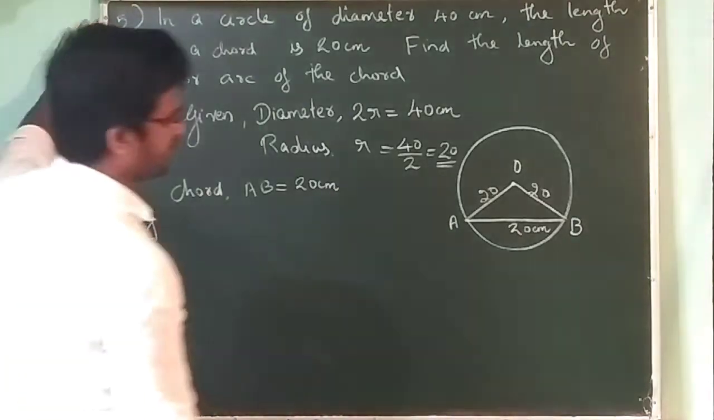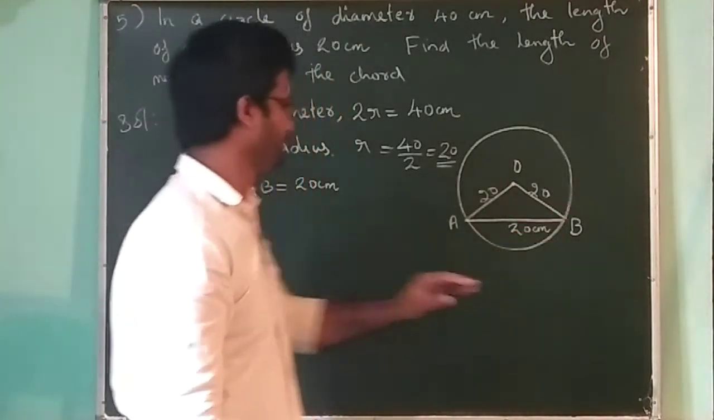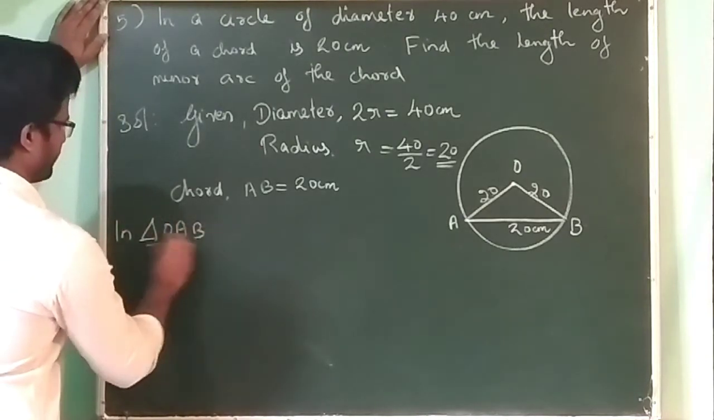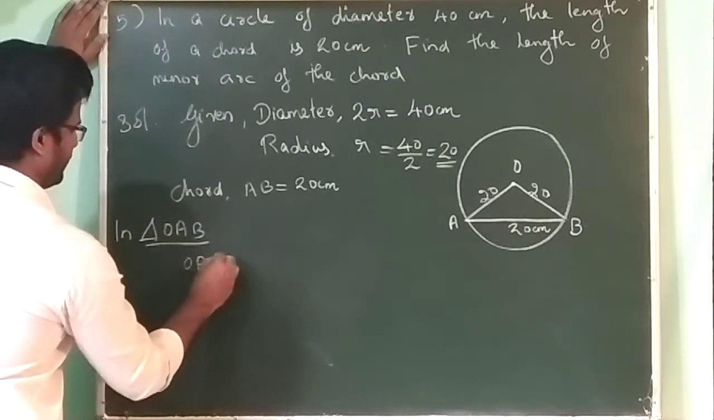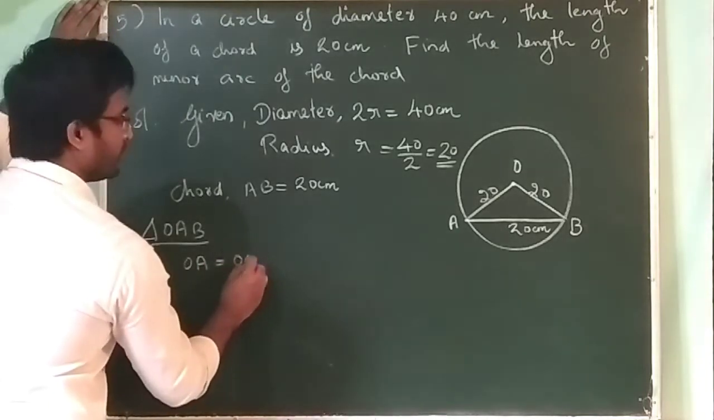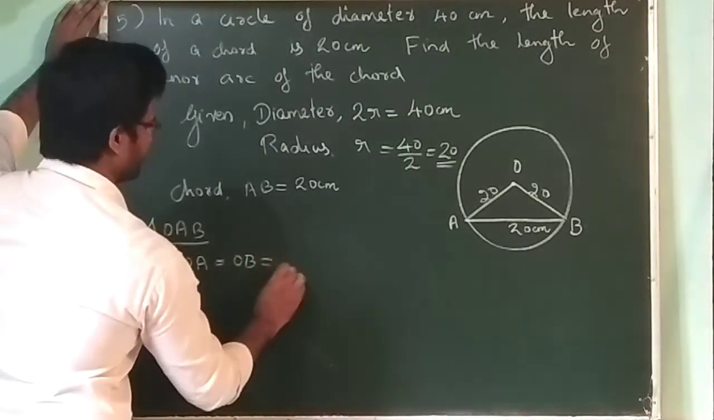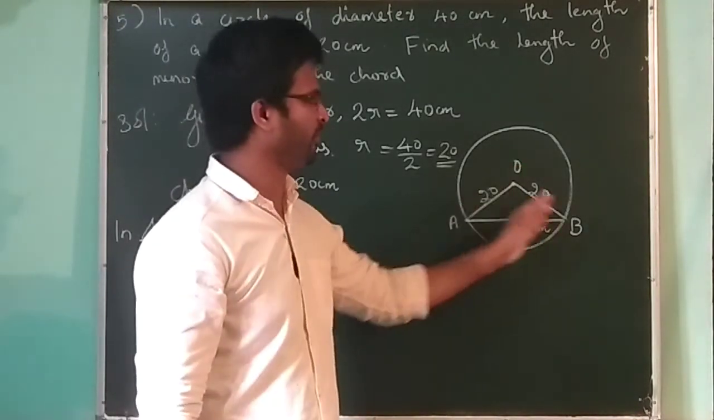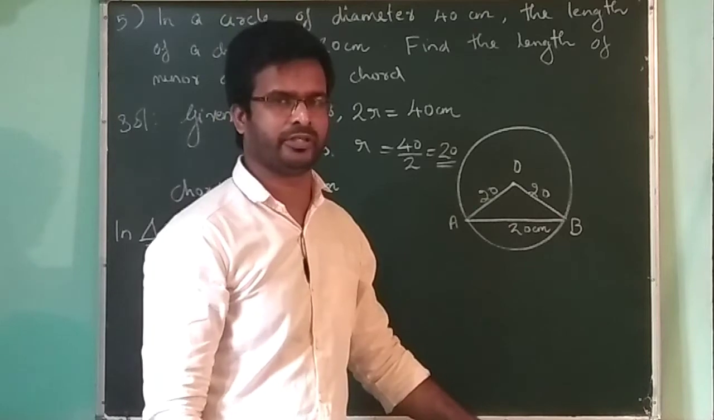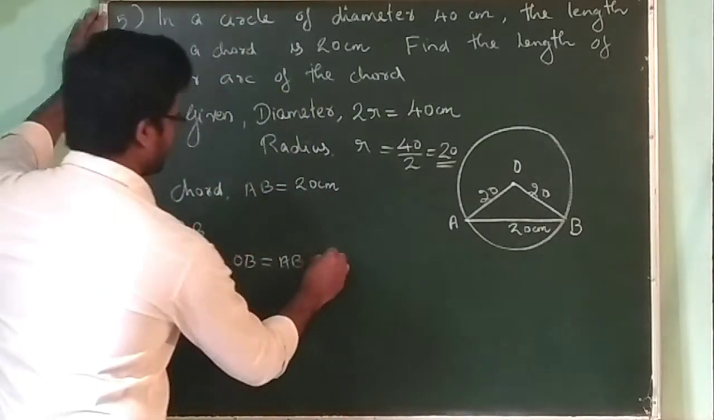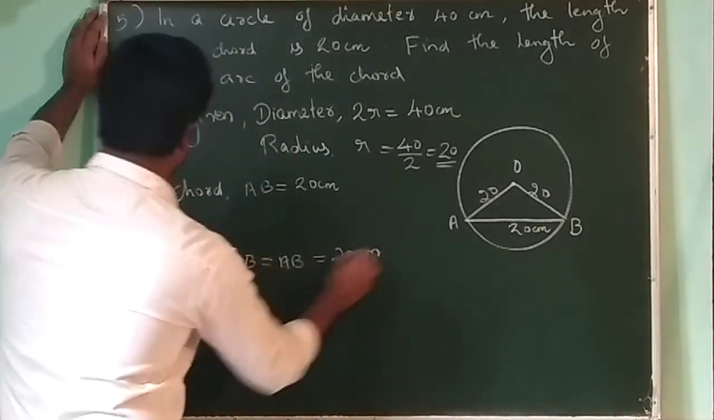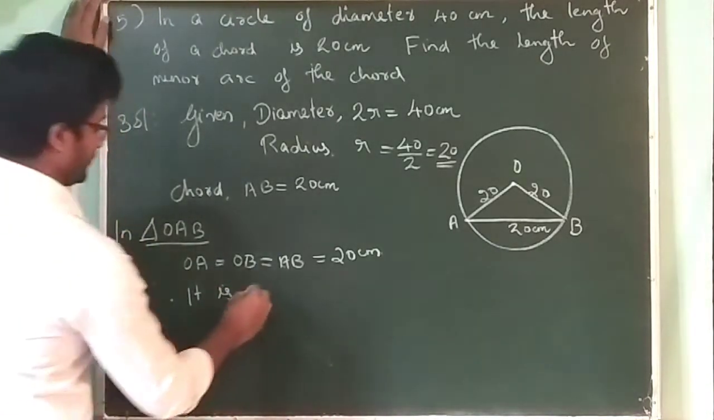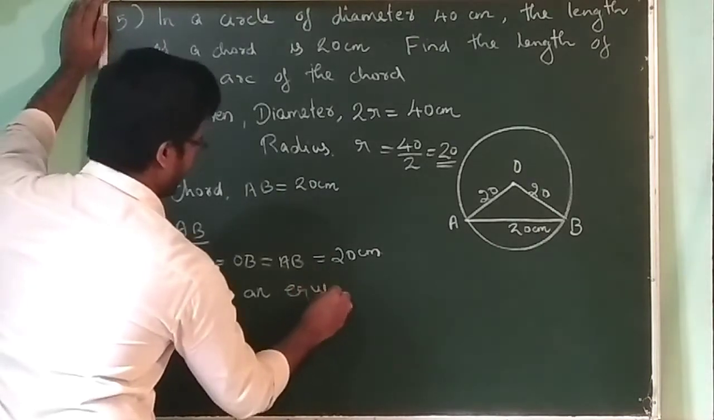In here one triangle you can see, OAB. In triangle OAB, OA equal to OB equal to AB. Look, OA is 20, OB also 20, then AB also 20. All the sides are equal to 20 centimeter. Therefore, it is which type of triangle? Okay, it is an equilateral triangle.